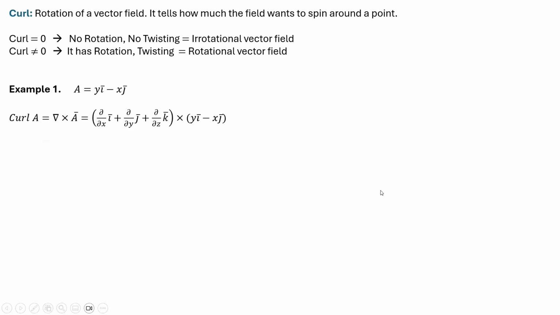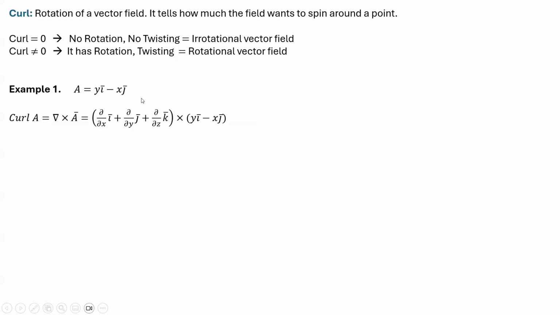Now, curl. We need to understand how a vector field will spin or rotate, either clockwise or anti-clockwise. Because of curl, we can easily find it out. If the curl is 0, that means there will be no rotation and no twisting. So basically it would be an irrotational vector field. And if it's not 0, it has a particular value, then it means there will be some source of rotation or twisting, and it would be a rotational vector field. Let's see some examples, guys.